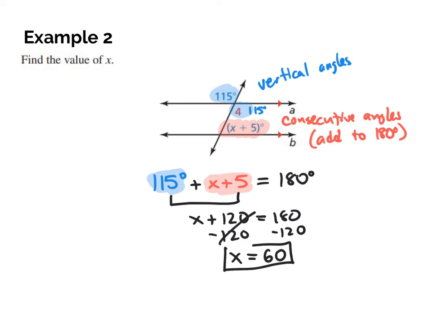All right, we found the value of x. Now to just show how this relates back, if I take 60 and plug it in where x goes, I would have 60 plus 5, which gives me 65 degrees. And here's the neat thing, folks. What is 115 degrees, which is angle 4, plus 65 degrees? You betcha, folks. That's 180 degrees. So notice how it checks out in the end.